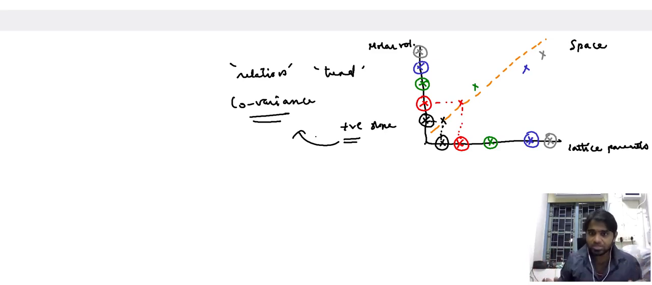All we need to do is describe this relation using a straight line, and when you have a positive slope, what we end up having is a positive covariance.